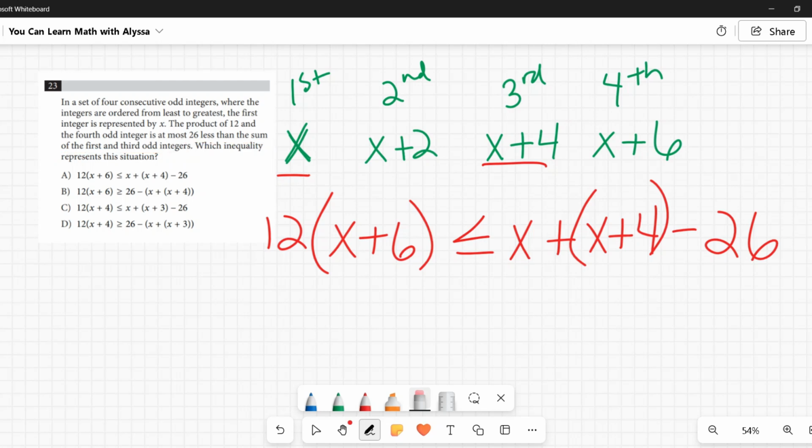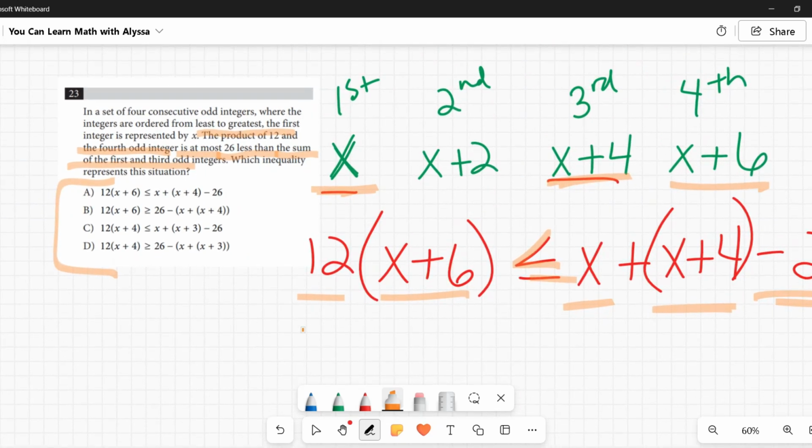All right, so let's look at this one more time. Just make sure we've written it correctly. It is the product of 12 and the fourth odd integer, is at most, less than or equal to, 26 less than, minus 26, the sum of the first and third. Okay, 12 times x plus 6 is less than or equal to x plus 4 minus 26. I look over here to see which answer matches that, and that would be A. That is my answer.